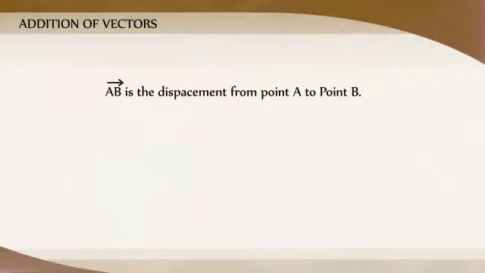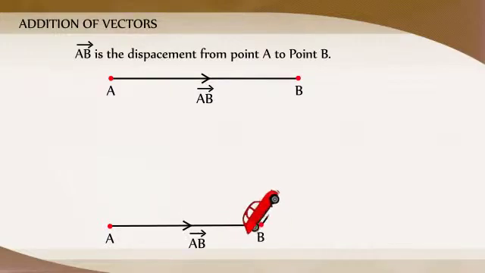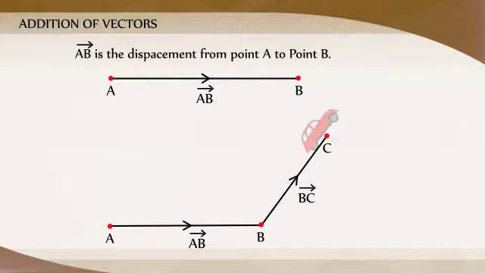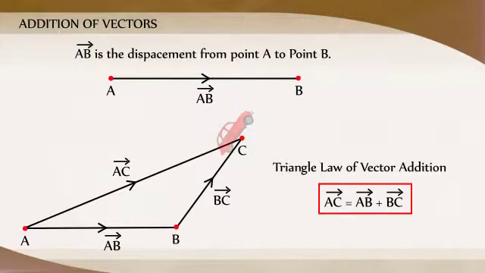Addition of vectors. Vector AB means the displacement from a point A to the point B. Suppose a car moves from A to B and then from B to C. Then the net displacement of the car is given by the vector AC and it is expressed as AC vector is equal to AB vector plus BC vector. This is known as the triangle law of vector addition.